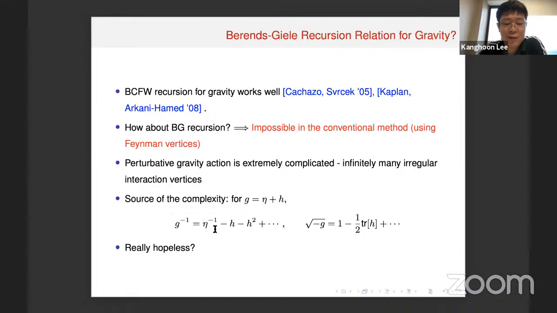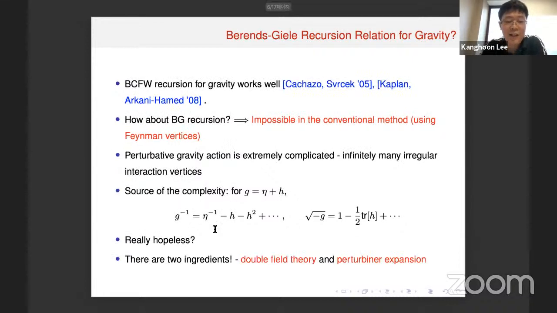I'd like to ask whether it is really hopeless or not. Of course, if it's really hopeless, then I have to stop my talk here. But I'd like to emphasize there are two very good ingredients for constructing this recursion relation. The first one is double field theory, and the other thing is a part of the inner expansion. I will explain both of them now.